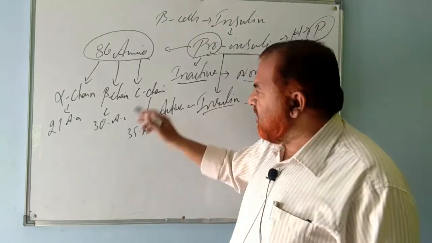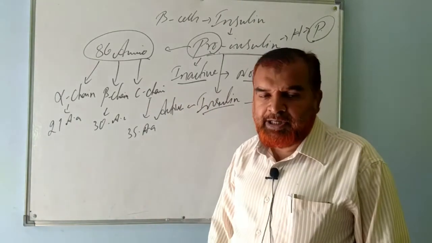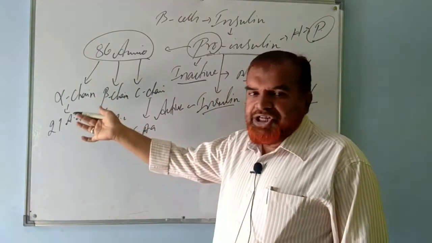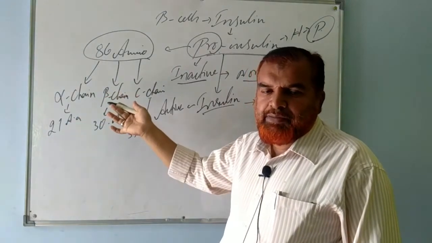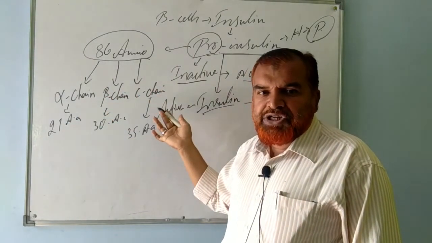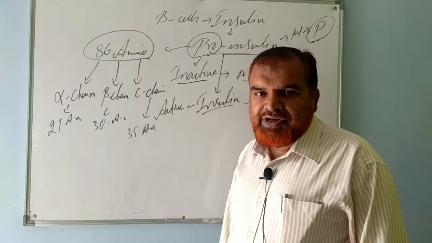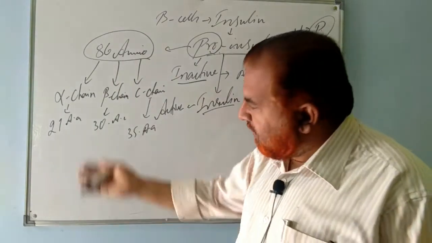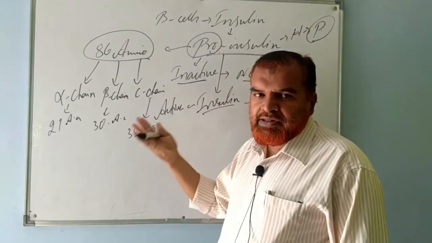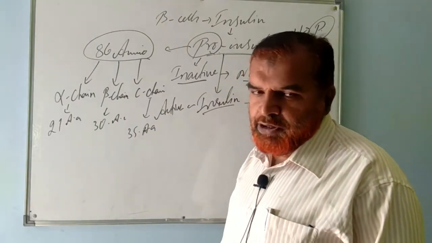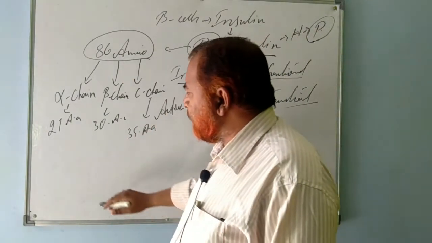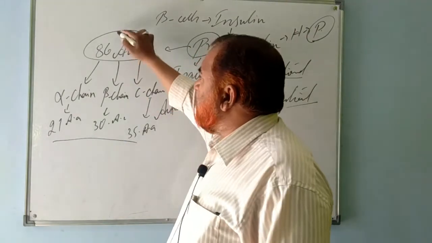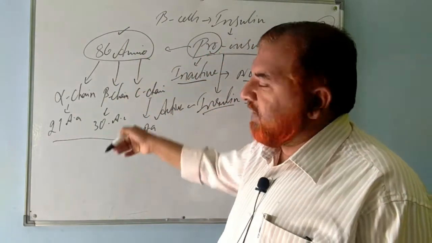Now you can guess the C chain, it's neutral in nature. One is acidic, the alpha chain, the other is basic, the beta chain, and the third is a neutral chain. Alpha chain consists of 21 amino acids, beta chain consists of 30 amino acids, C chain consists of 35. It is also in increasing order: 21, 30, 35. Easy to remember. I hope it's clear. Now, this constitutes about 86 amino acids.